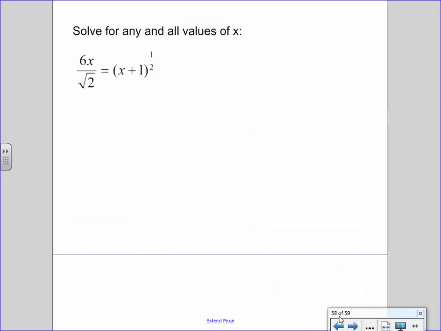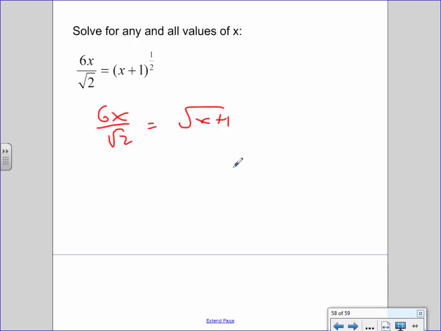Okay, last one. This one right here, I want to show you one more trick you can play. First of all, what happens when you have a 1/2? Square root, right? So you could call it 6x over root 2, and it equals the square root of x plus 1. That works. I want to show you one more trick, though.